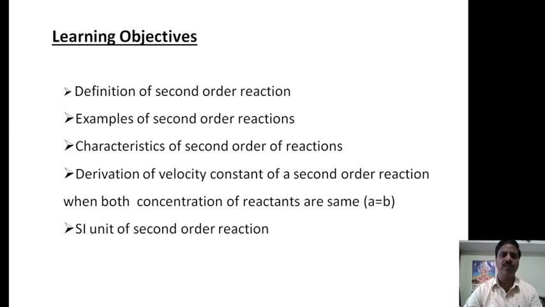You have to discuss. Next one, derivation of the velocity constant of a second order reaction when the concentrations of both the reactants are the same, that is A is equal to B. You have to derive this equation. And lastly, you have to know the SI unit of second order reaction. And these are the objectives of this first session of chemical kinetics.